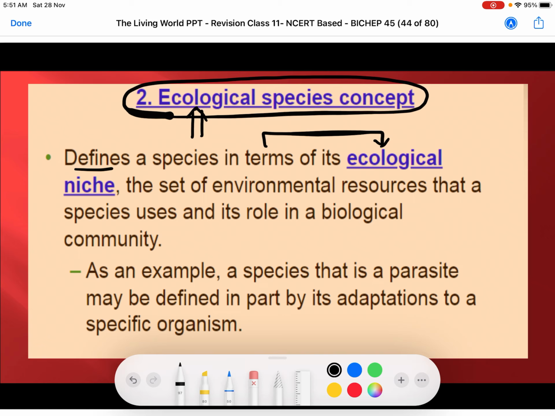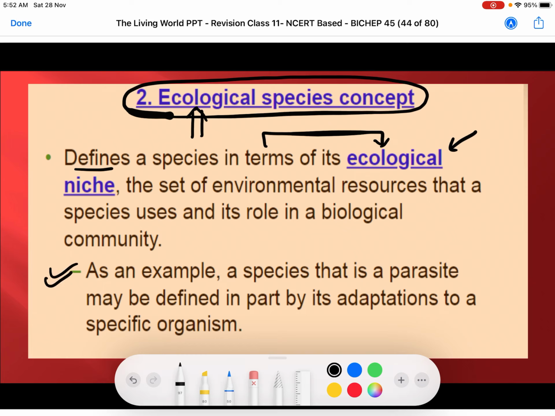The set of environmental resources that a species uses is known as its ecological niche, and its role in the biological community. So, you are considering the ecological niche of a particular species or organism, and according to that, when you are defining the species, it is known as the ecological species concept.